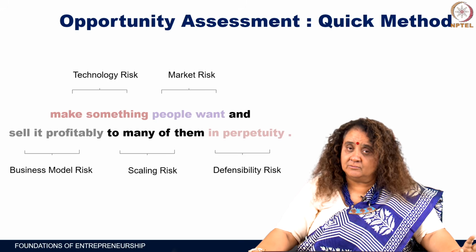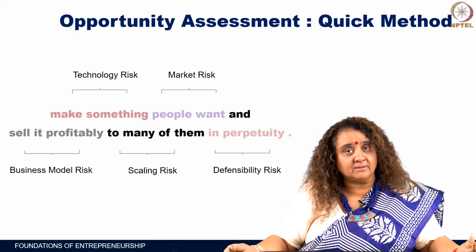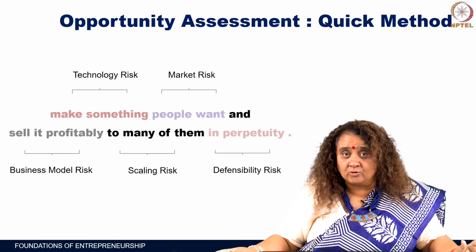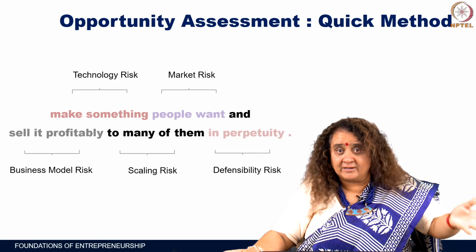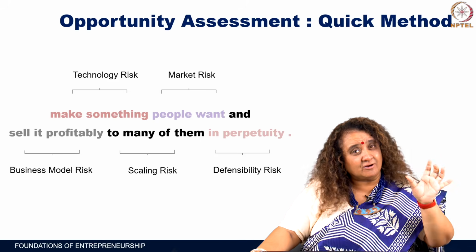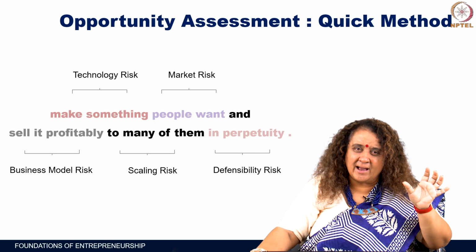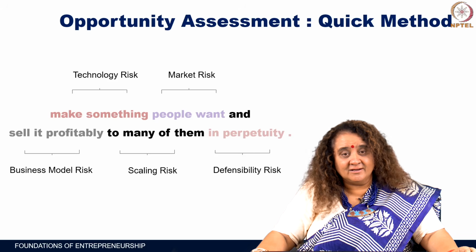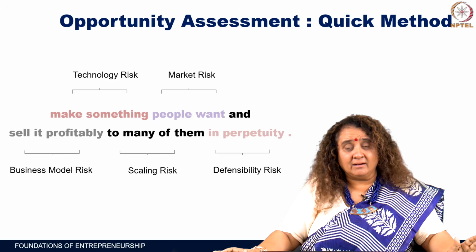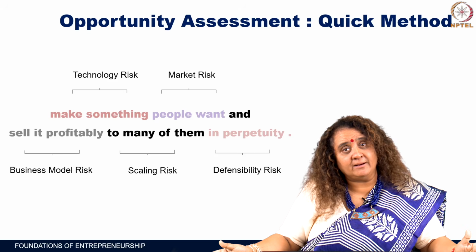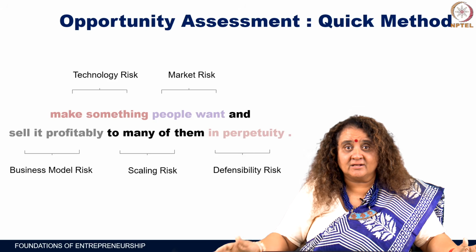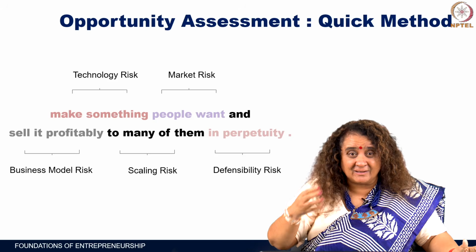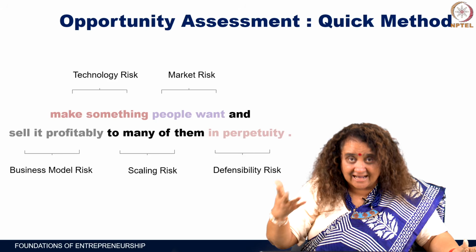Make something. If I have to make something, I need to have the technology. Technology should not go obsolete over time. I should be able to innovate over time. That is the technology risk. Do I have the technology? Do I have access to that technology? What is the market risk? The market risk is I may make something, but people may not buy. That is the market risk. It is about understanding whether people, society, a large number of people actually want that product, desire it, yeah?